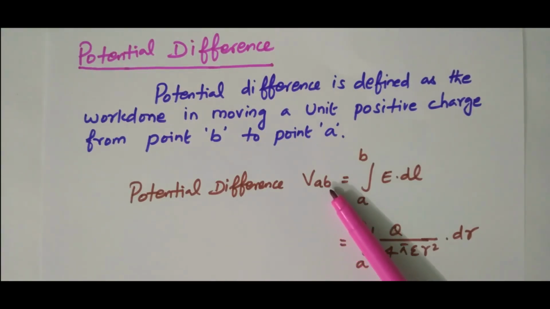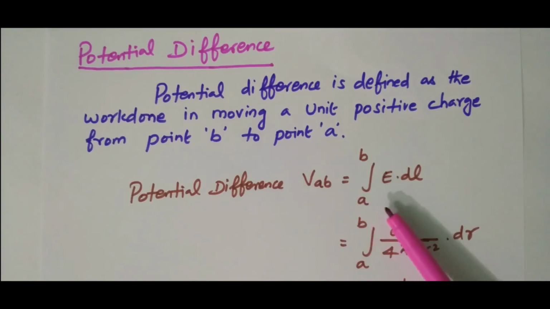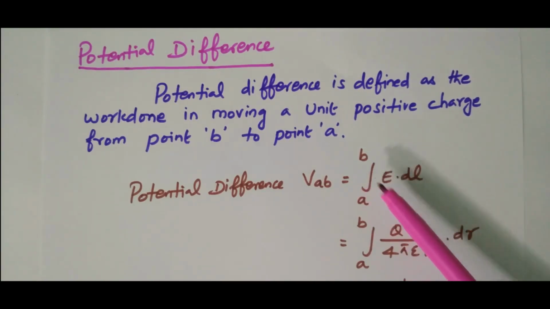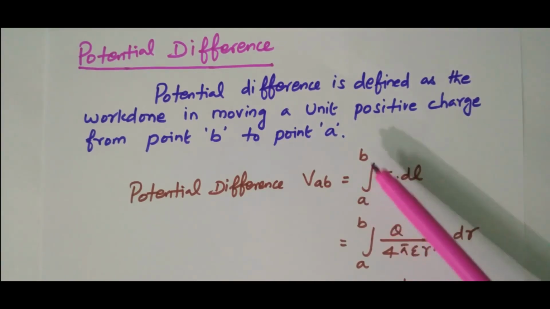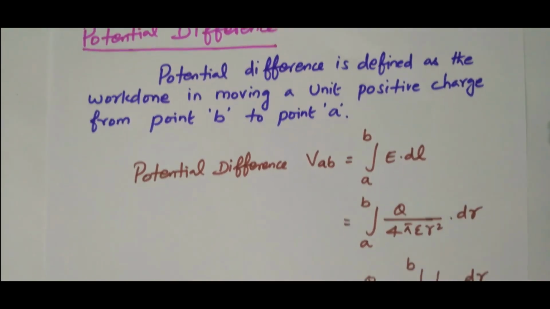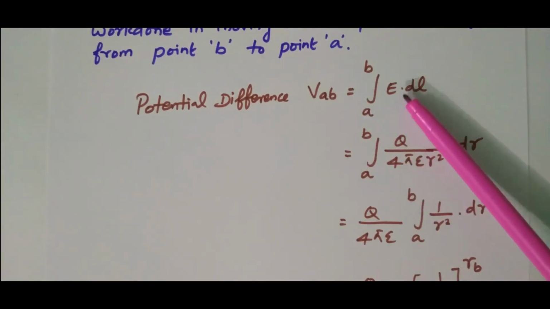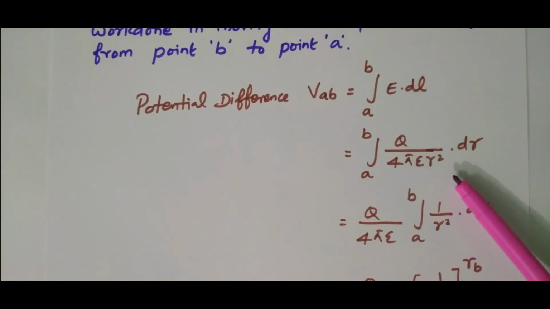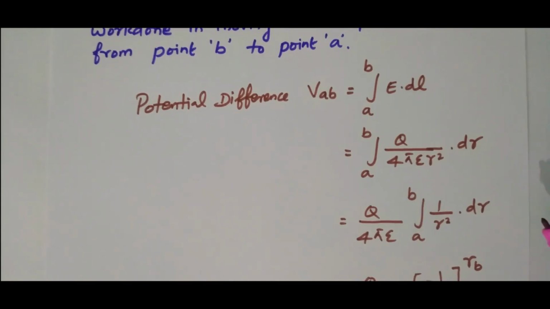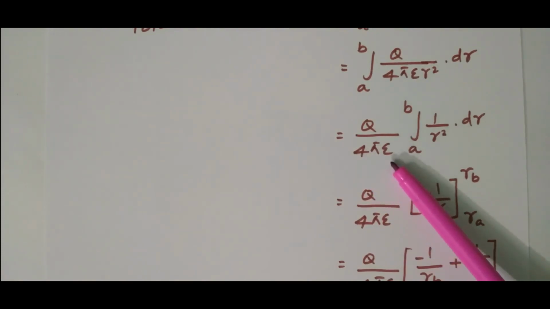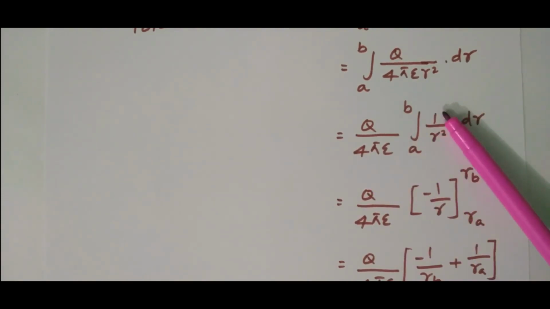So potential difference VAB, right? VAB means the potential difference between A and B is equal to integral a to b E dot dl. Normally for b to a, one negative will be there, that is replaced by exchanging the limit, a to b E dot dl, right? So directly we have got this expression. Now replace this E as q divided by 4 pi epsilon r square into dr. Here we are having r, so that it is given as dr, right? Now this q divided by 4 pi epsilon is constant, only we have integral a to b 1 by r square into dr, right? Other terms are constant.